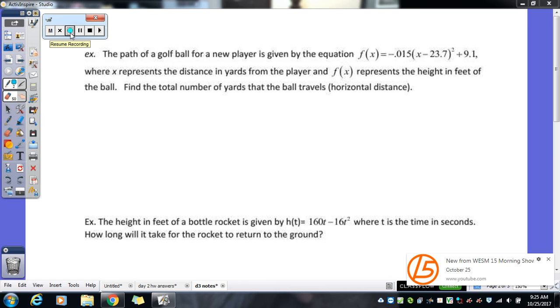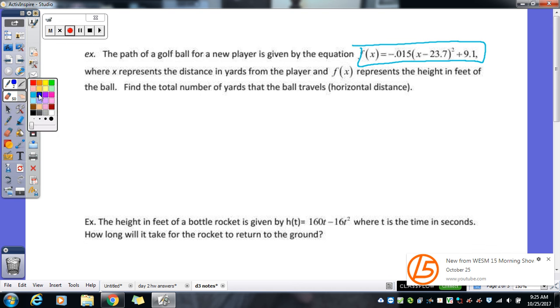Alright, let's go to the golf ball. We have the path of a golf ball for a new player is given by the equation here, where x represents the distance in yards from the player, and f of x represents the height in feet that a ball goes up. Find the total number of yards that the ball travels. So you're looking for its horizontal distance. So we're looking for a height of what if we're looking for it to hit the ground? Height of 0. Our height, though, is f of x this time, is what they told us. So we're going to put 0 in for f of x.